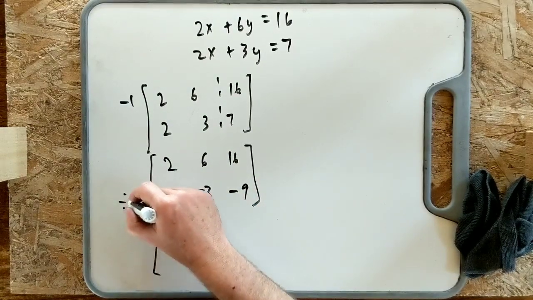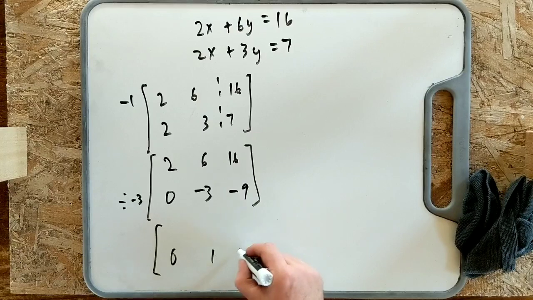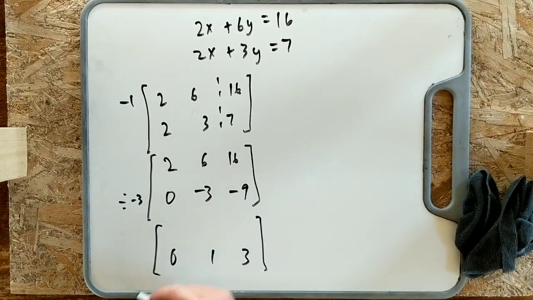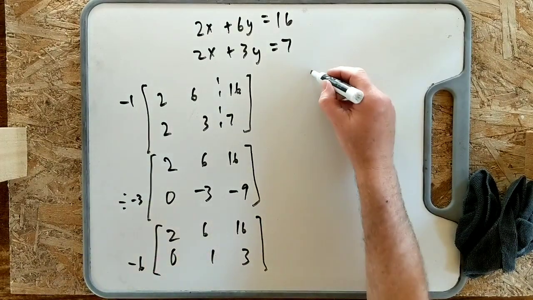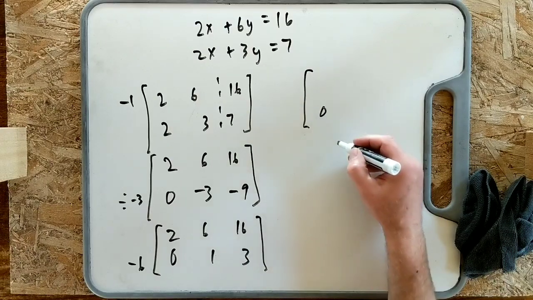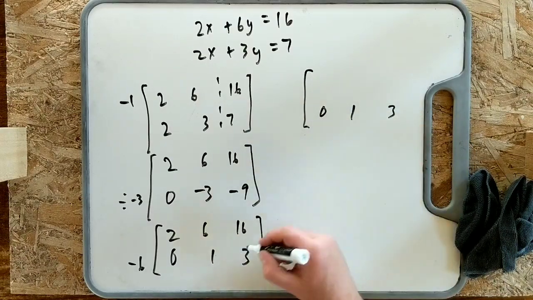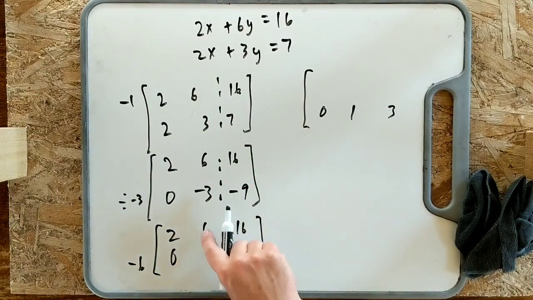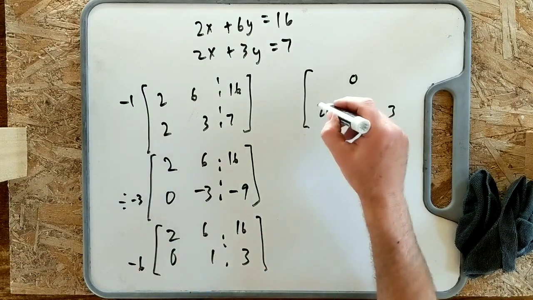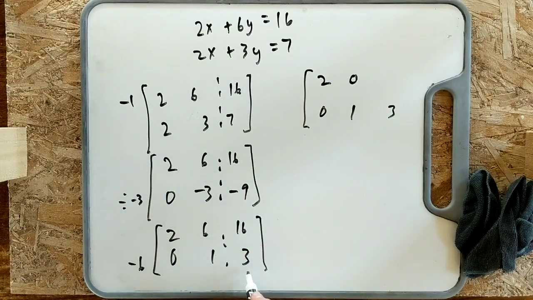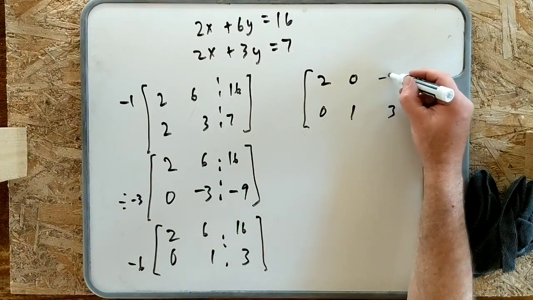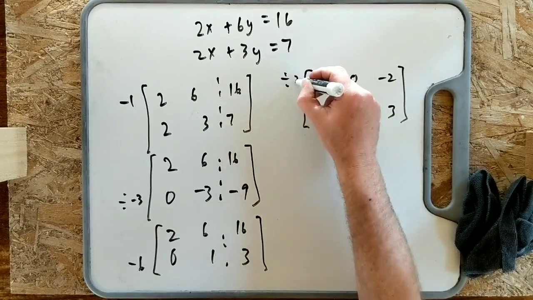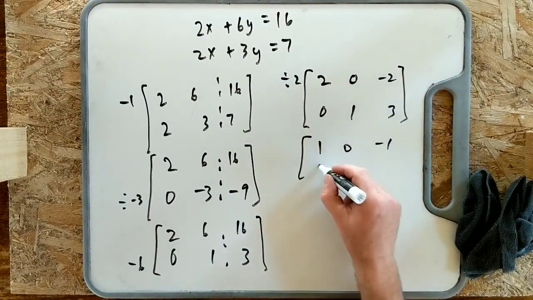Then divide this by negative 3. You get 0, 1, 3. Top one is still 2, 6, 16. Now I'm going to get rid of this 6. I'm going to multiply the bottom one by negative 6 and add it to the top. That gives me 0, 1, 3 still. Sorry, I should be putting these little augmented matrix lines in. And the top one is negative 6 plus 6 is 0. 0 plus 2 is 2. And negative 18 plus 16 is negative 2. Then finally divide by 2. And you get 1, 0, negative 1, 0, 1, 3.